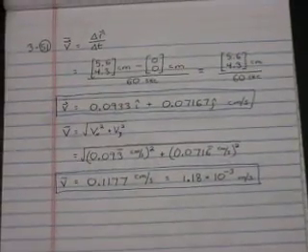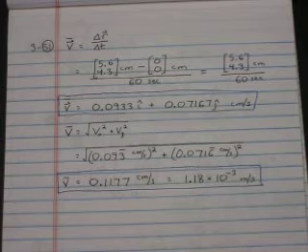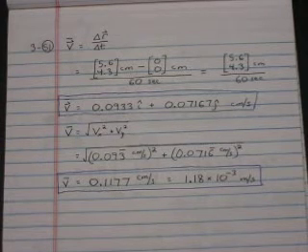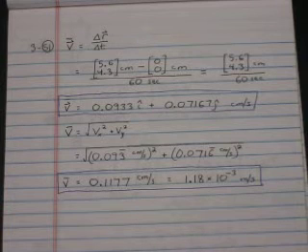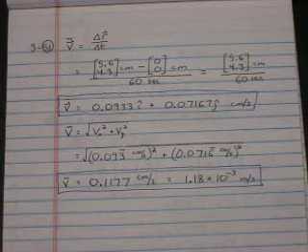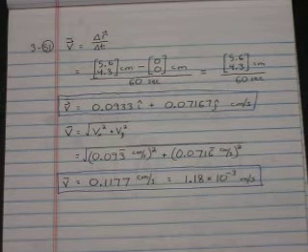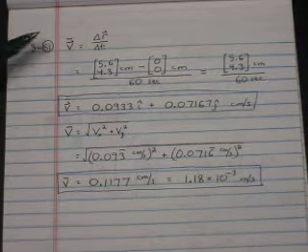Number 51. Number 51 says a snail crawling on a sheet of paper. It starts at the origin and it makes it to 5.6 and 4.3 centimeters, and it does it in 1 minute. So let's figure out its average velocity vector.